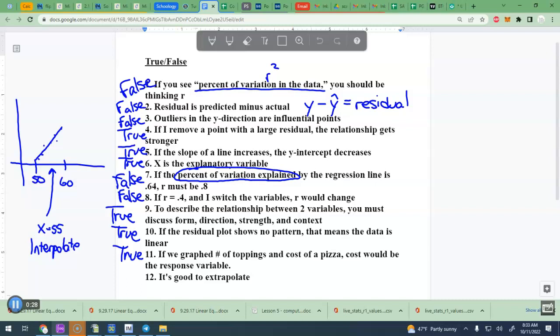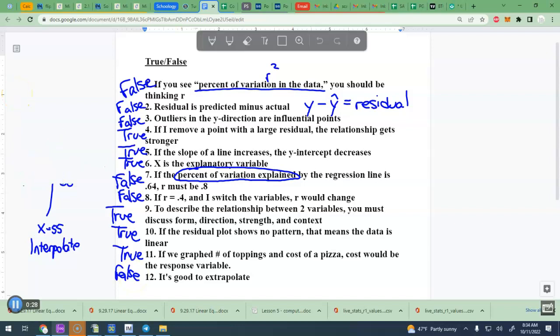I can't just assume that this pattern continues. It could be once I get past 60, it drops off, it could go up, it could stay flat, it could get bigger and bigger. But you can't assume the pattern continues. Extrapolating is assuming your pattern continues. And we don't want to do that, so that is false.